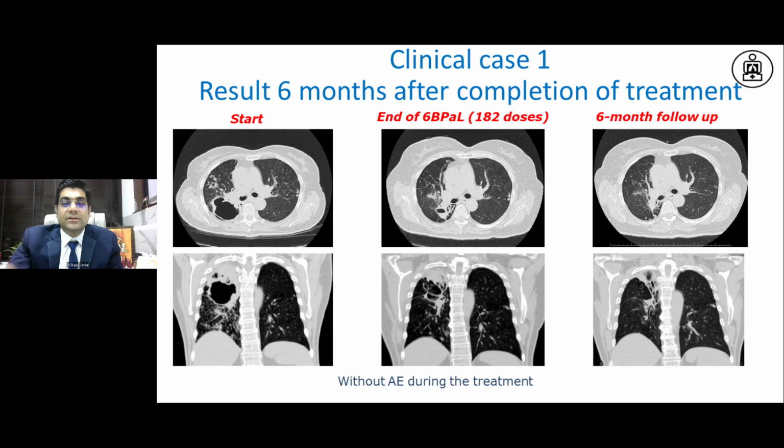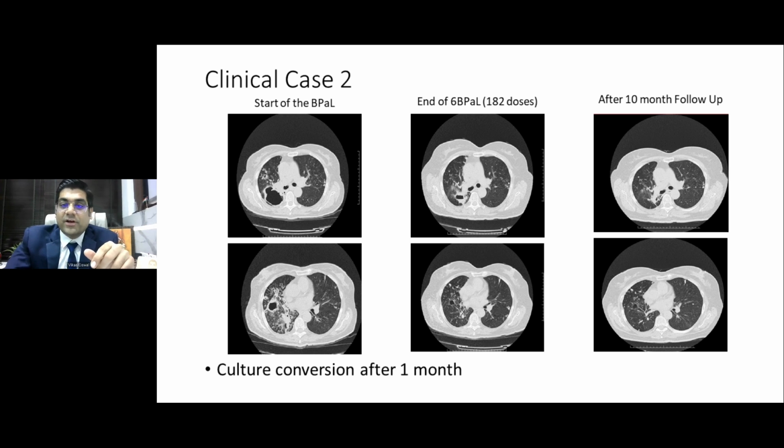Next slide, please. This is the second case, where the lower zone and mid zone are showing cavitatory lesions on the right side, as well as some infiltration on the left side also. The end of 6 months shows reduction in the cavity again, and the 10-month follow-up also showed some fibrotic changes. So the outcome we got from MB-PAL, 3 drugs only for 6 months, was fantastic.